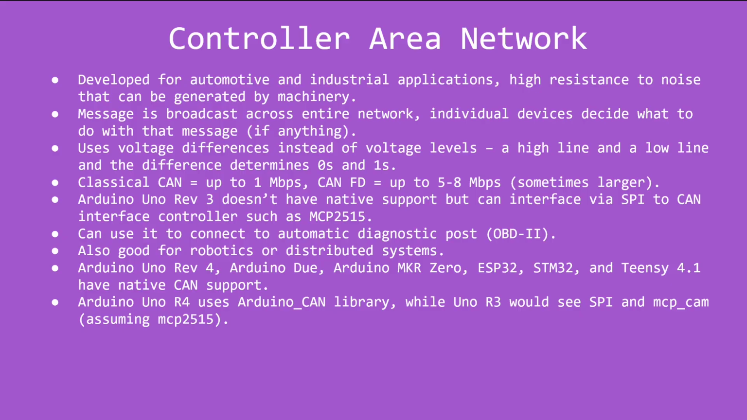Classic CAN goes up to about 1 megabit per second. FD is like 5 or 8. It can be larger. The Rev 3 doesn't have native support, but you can interface with a CAN interface controller through SPI. You can use it to connect to your automobile's diagnostic systems like OBD2.